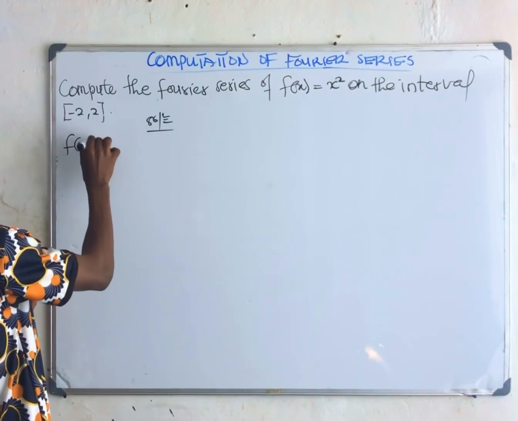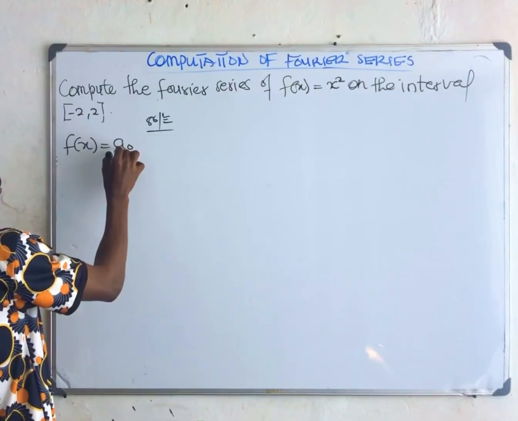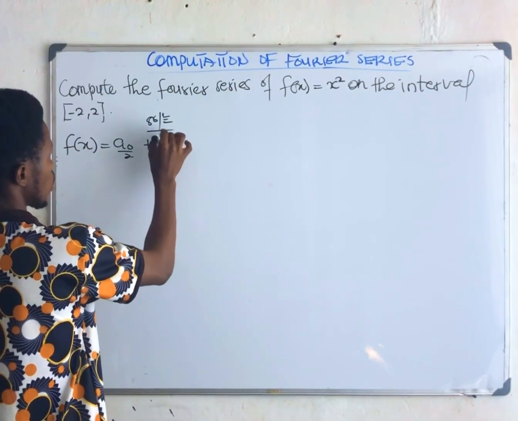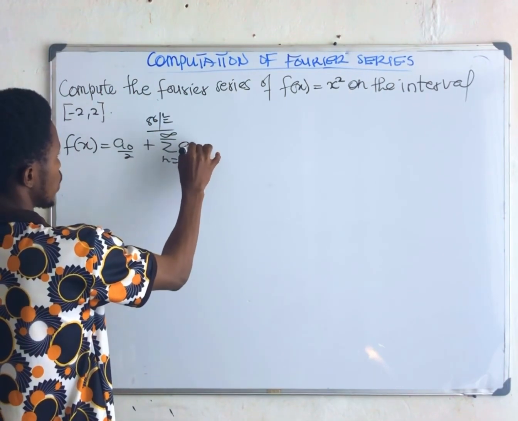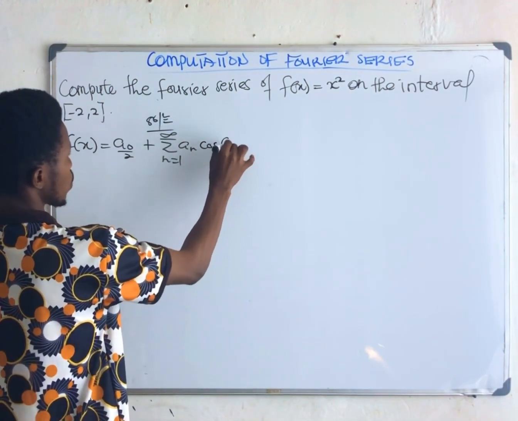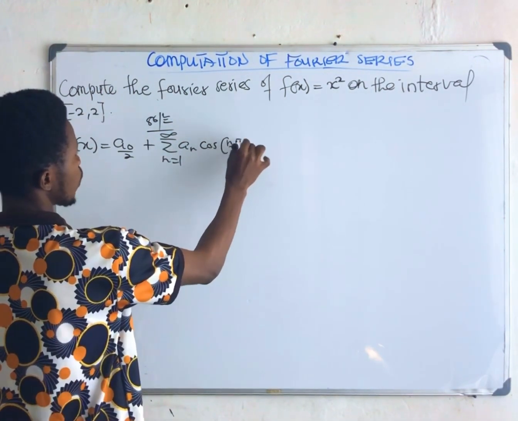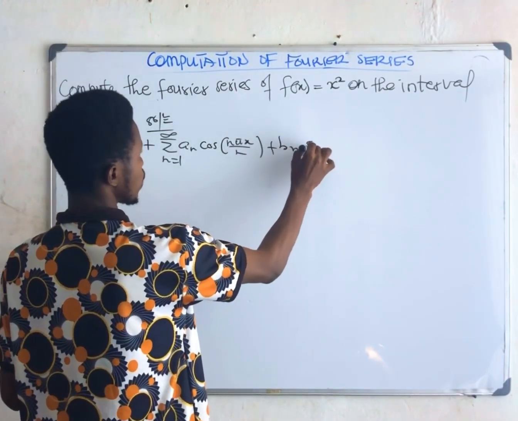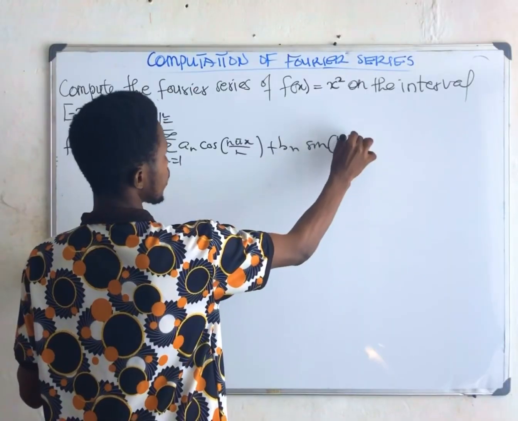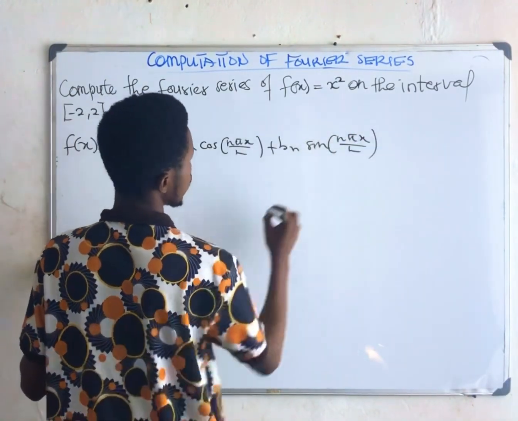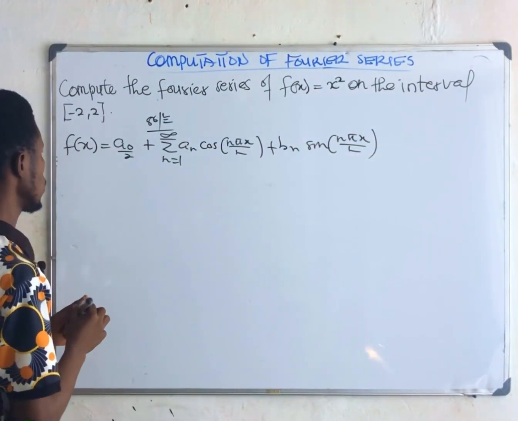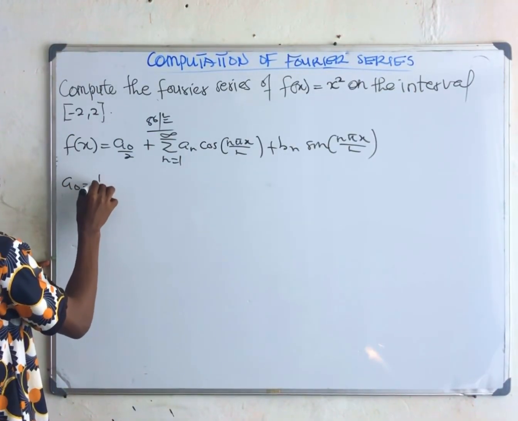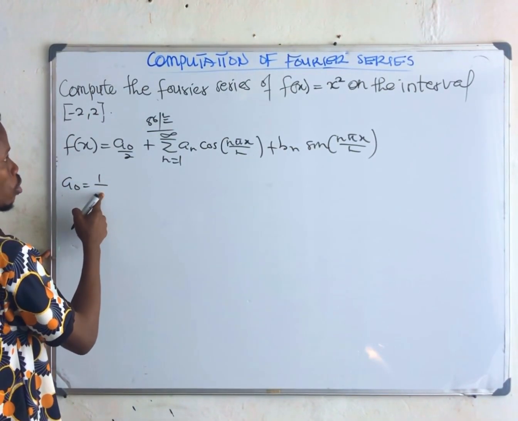f(x) is equal to a naught over 2 plus the summation as n equals 1 to infinity of a n cos n pi x over l plus b n sine n pi x over l. This is what we have. So if that is the case, we first find our a naught, which is 1 over l. But in this case, our l is what? 2.